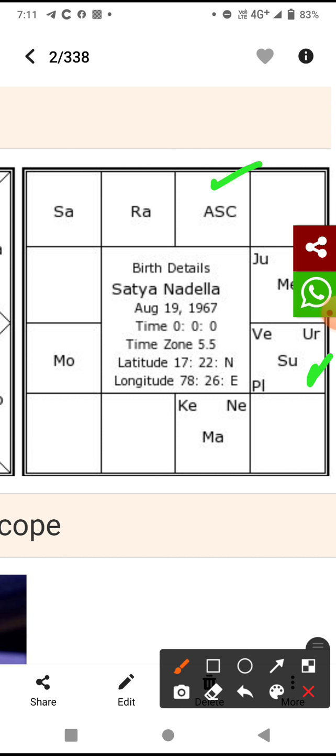So that is the benefit. The next one I told you is that the 5th house must be strong. Whoever the strong person is, that 5th house must be strong. Let me see. The 5th house is this one, the house of Mercury.